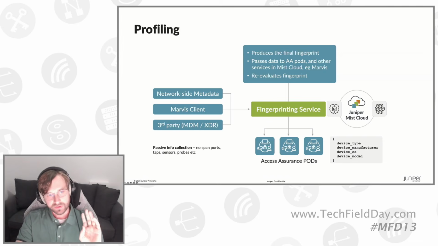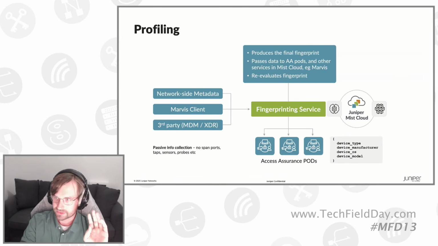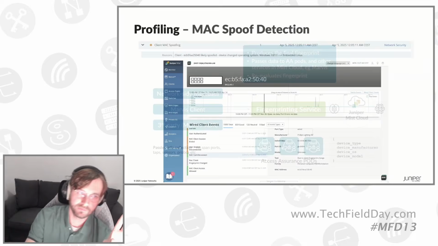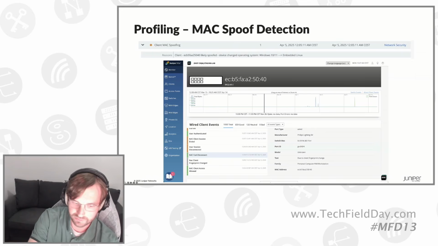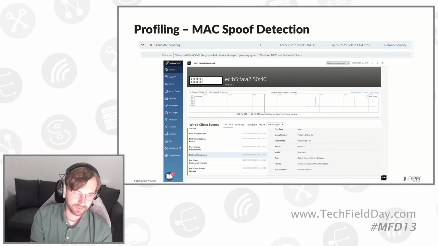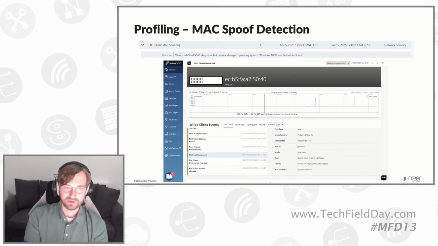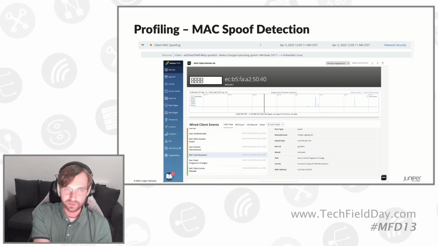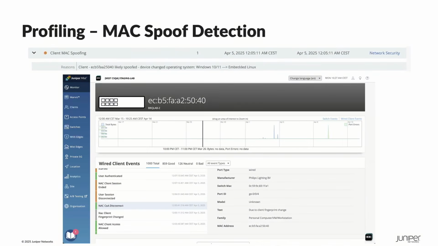So the reevaluation fingerprint, where this comes in handy is that it allows us to do MAC spoof detection. When we think about the typical scenarios, especially with auditing, say you had a printer or a camera connected, and somebody comes in, spoofs the MAC of that printer, disconnects the printer, connects a Linux device, and starts some sort of attack.